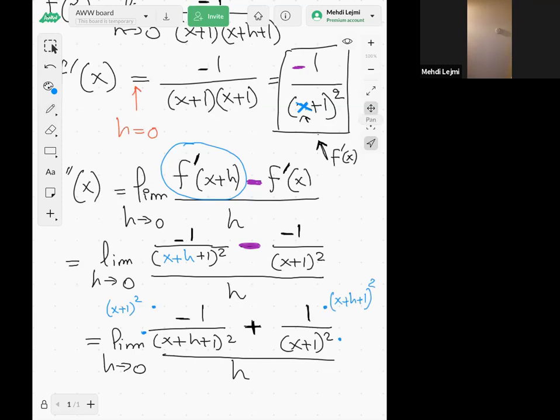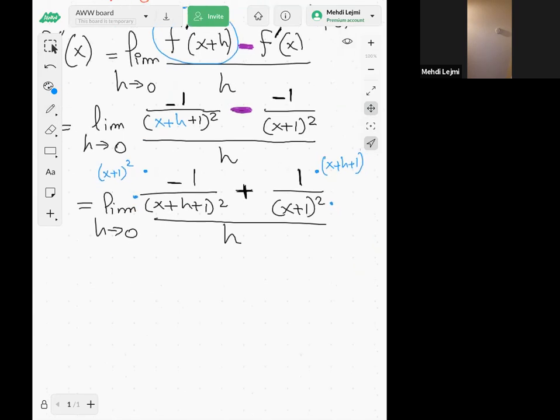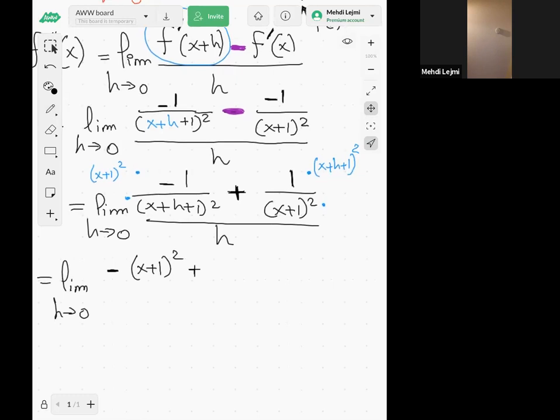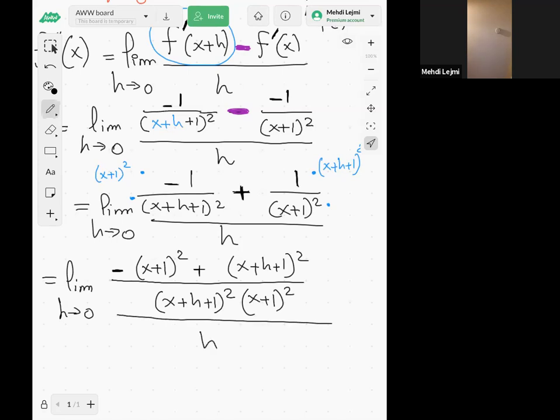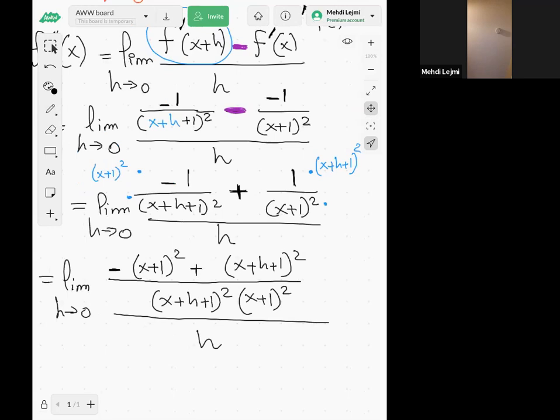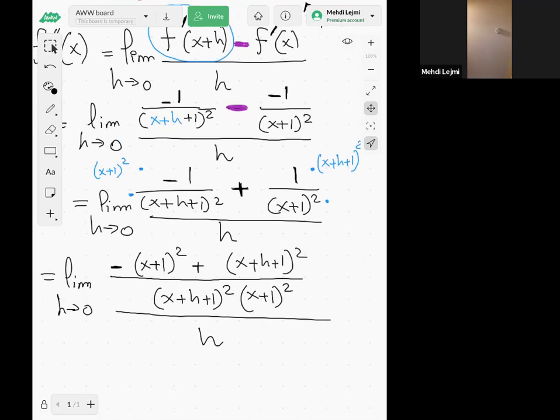So what I'm saying, guys, is that this f prime of x is the limit as h goes to zero of negative one times x plus one squared, plus x plus h plus one squared, the whole thing divided by the common denominator, which is x plus h plus one squared times x plus one squared, and the whole thing divided by h. So again, guys, here you need the common denominator as usual. Once you have the common denominator, then you can add the tops of the fractions.